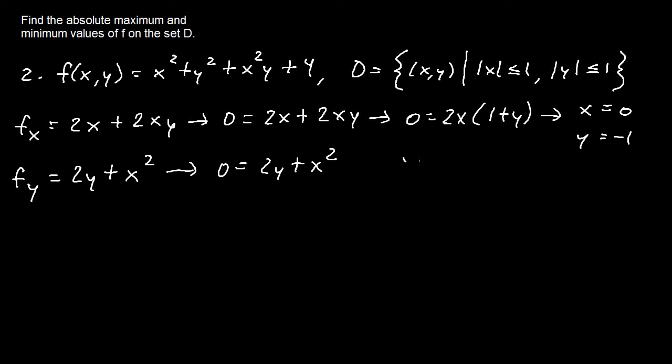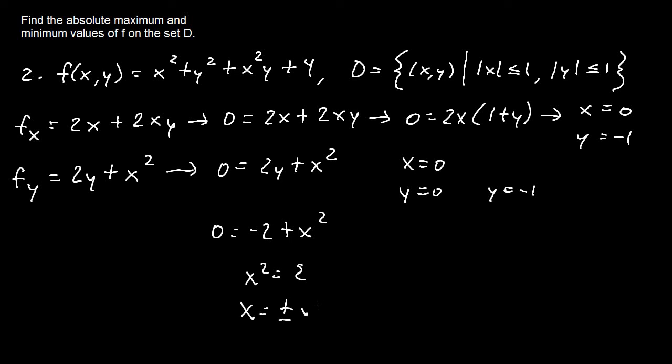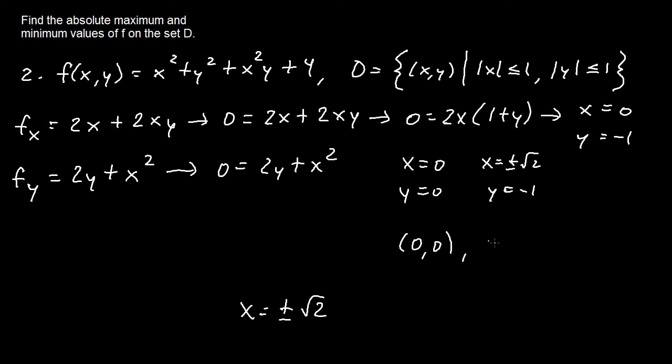Now if I plug x equals 0 into the other equation, we get 2y equals 0, so y equals 0 as well. If I plug y equals negative 1 into the other equation, we get 0 equals negative 2 plus x squared. So x squared equals 2, and x will equal plus or minus the square root of 2. So if I write the coordinates, we get (0, 0) and (plus or minus the square root of 2, negative 1).